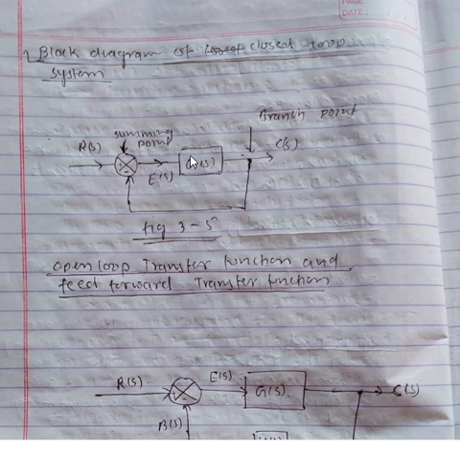G(s) means transfer function. We already know we found that the transfer function is equal to Y(s) by X(s), the Laplace of output to the Laplace of input. This is a branch point, from which the signal goes concurrently, here and here also. This is the output function C(s).